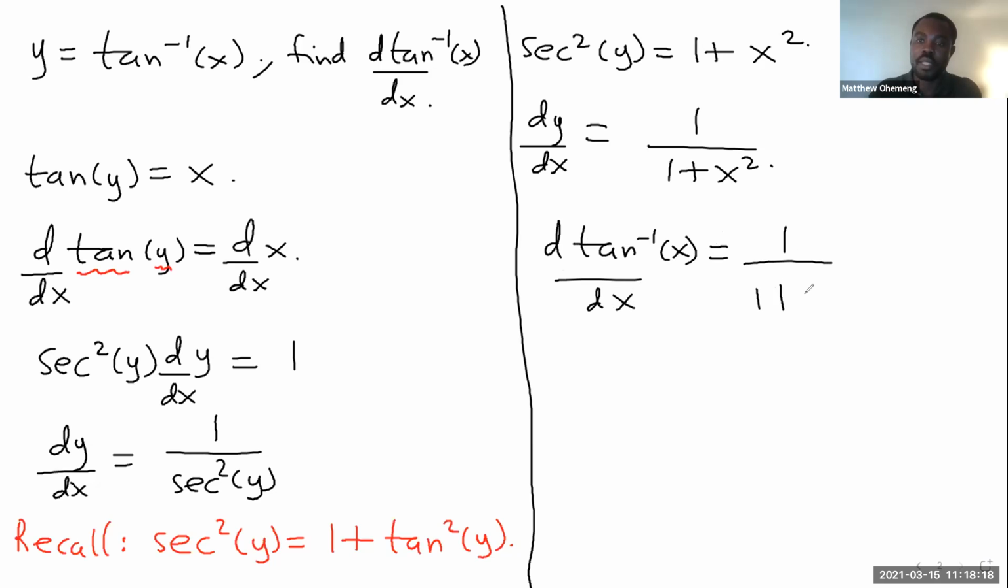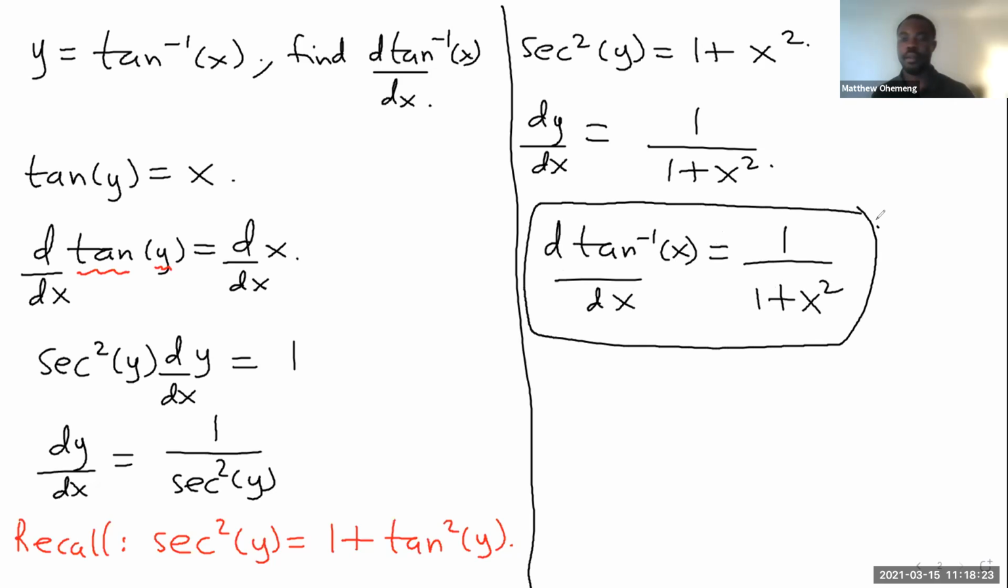1 over 1 plus s squared. So that's the takeaway, right? Now there are other 4 trig identities, but at least I've shown you the proofs for 2 of them. The other 4 are going to follow one of these patterns.